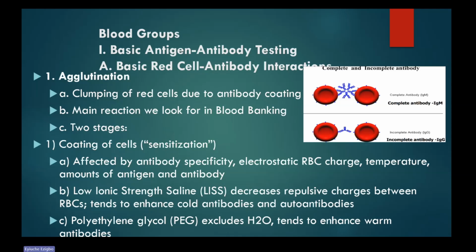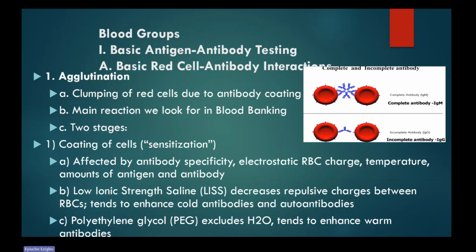Also, low ionic strength saline decreases repulsive charges between red blood cells and tends to enhance cold antibody and autoantibody. Polyethylene glycol, PEG, removes water and tends to enhance warm antibodies. So agglutination is a type of red blood cell interaction that happens in the body or outside of the body. It occurs as a result of the interaction between the red blood cell antigens on the surface of the cells and the antibodies in the plasma. If there's a corresponding antibody, it attaches to the red cell antigen and causes sensitization. There are some factors that enhance or increase the occurrence of agglutination.